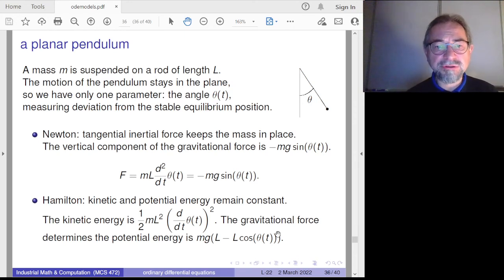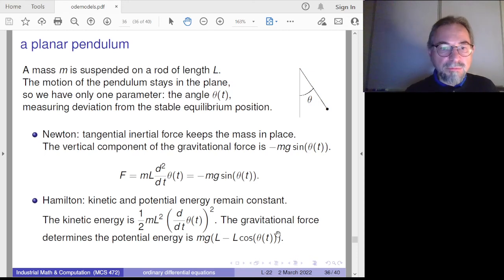So there is an alternative model that applies the conservation of energy. Our pendulum in motion has kinetic energy, and there is also the gravitational force that provides the potential energy. So we compute the kinetic energy as related to the square of the velocity, and then the potential energy is computed from the gravitational force.